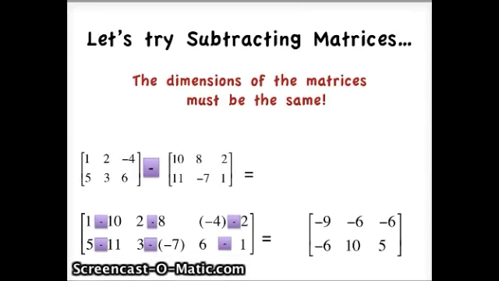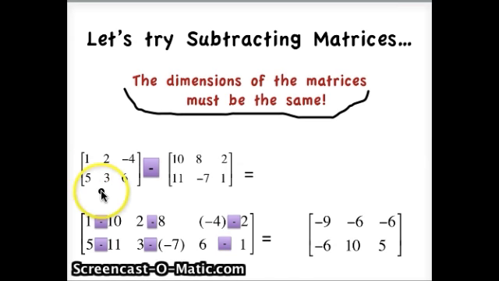Okay, let's try subtracting matrices. Again, we have to remember that the dimensions of the matrices must be the same in order to add or subtract them. Okay, that's the first thing we need to check. So we'll check right now. We have 2 rows for this matrix and 3 columns. This is a 2 by 3. And then we have 2 rows and 3 columns. So that checks out. The dimensions of the matrices are the same. So we can go ahead and subtract.